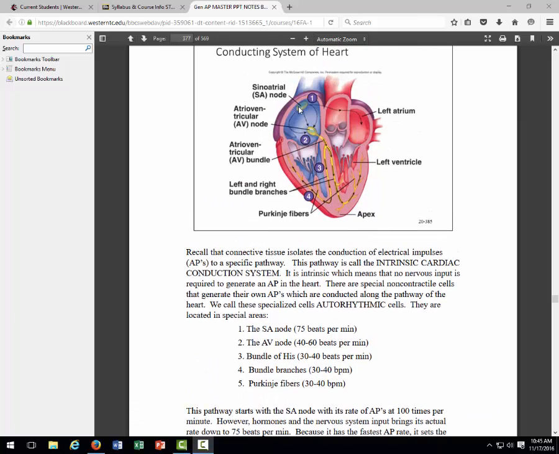So the SA node is in the right atrium. When it fires, that action potential goes across and helps the left atrium contract as well. So when the right atrium contracts, the left atrium contracts together with it. And then the pathway goes down the middle of the ventricles, up the Purkinje fibers, and then the ventricles contract together. So the atria contract first, then the ventricles contract.